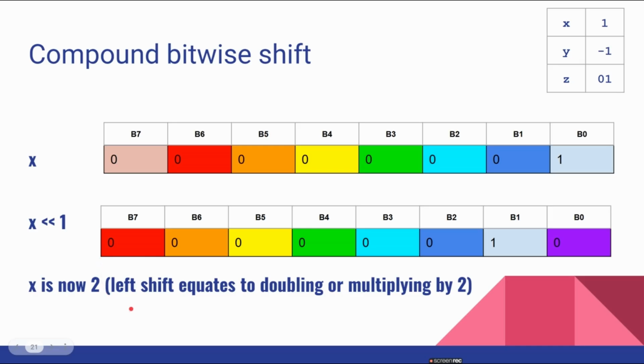And we can see that by left shifting x by a value of 1, we've essentially multiplied or doubled the value from 1 to 2. And this is again the case when you keep left shifting. If we were to left shift x one more spot, that would be equivalent to multiplying 2 by 2, so we get a value of 4, and so forth.